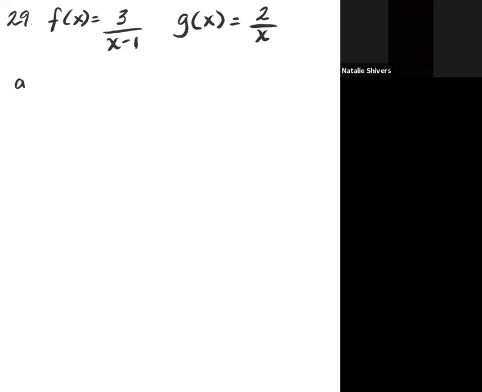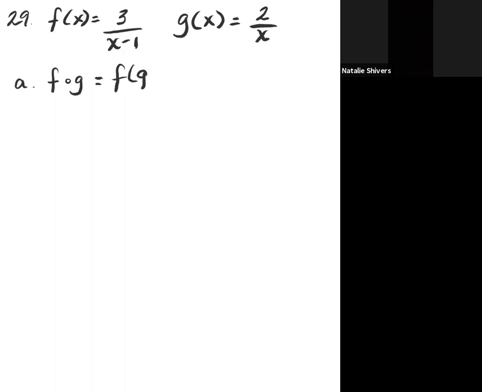All right. 29. f of x equals 3 over x minus 1. g of x equals 2 over x. This is the tricky one. Okay, so if you didn't get 27, make sure you look at it a couple different times because 29 is really tricky otherwise. Okay, so we're going to go with f of g first.